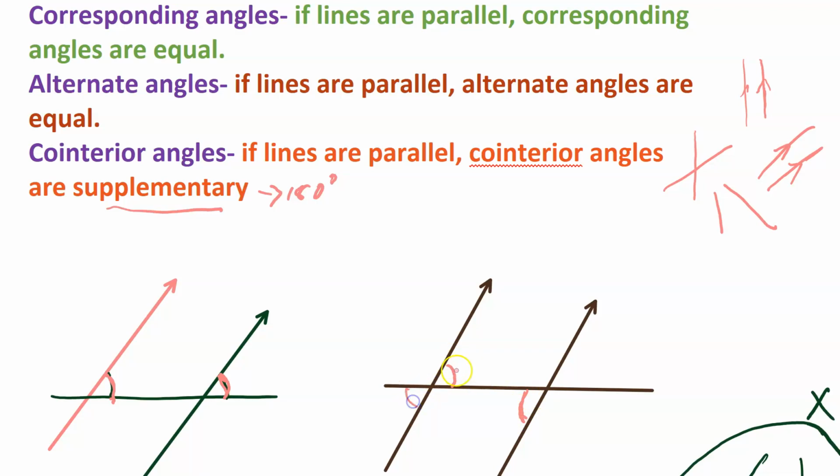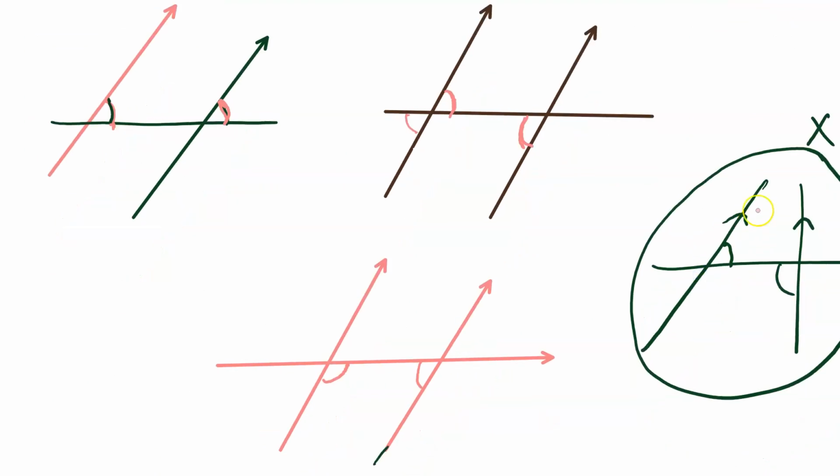If it were here, what would this be called? Vertically opposite. Make sense? So this is one this way and one that way. Can you see that? And they are also parallel lines. Now you can see I've just drawn here to show you this is not parallel.